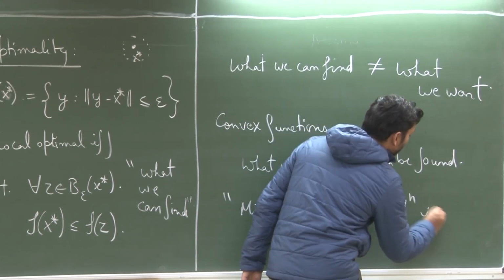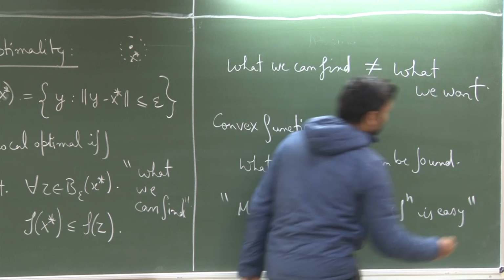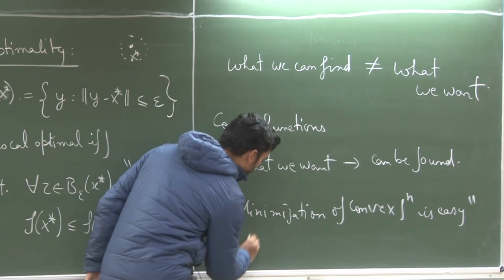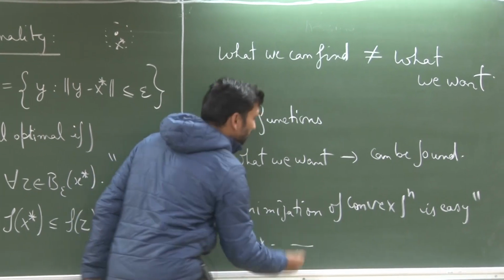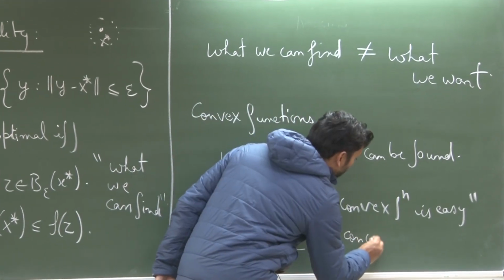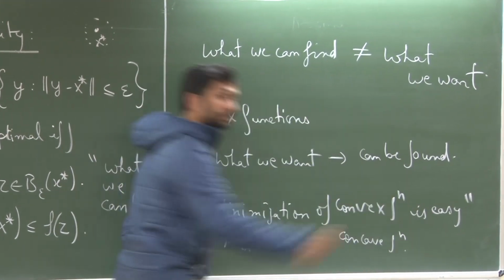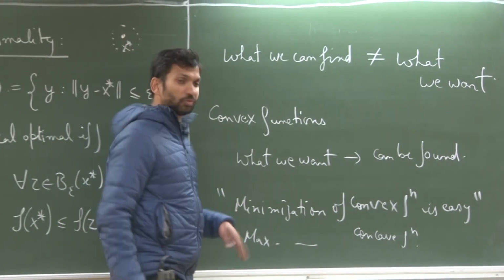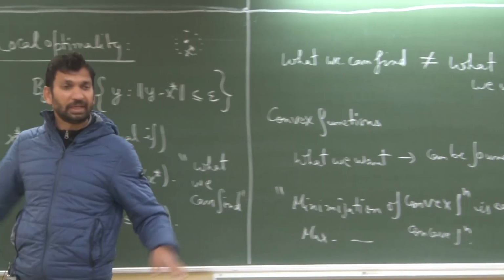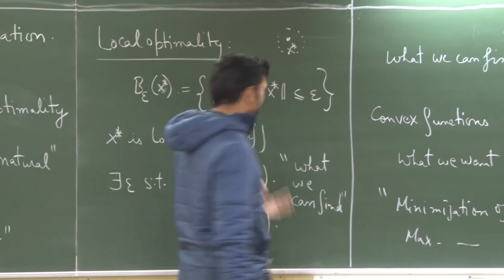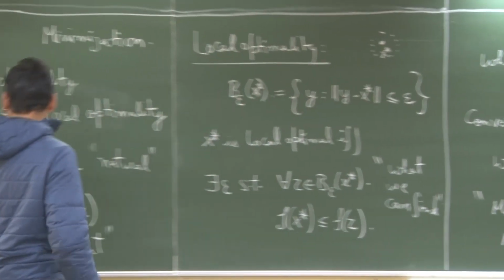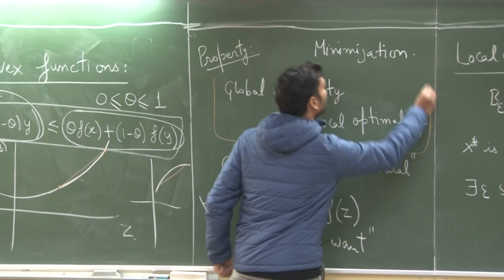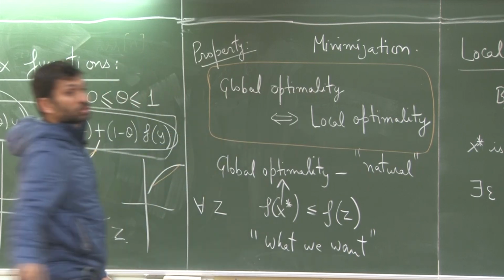minimization of convex functions is easy, and you can guess that if I write maximization here, this will become concave function. But I think it is enough to look at one side of the story, the other side is completely symmetric. So, this is the intuition, and this is why we like this so much.